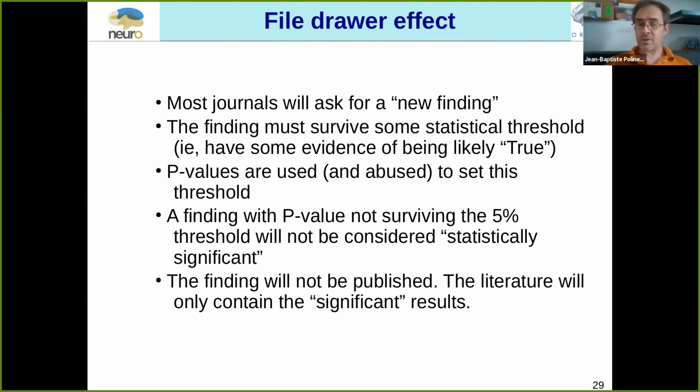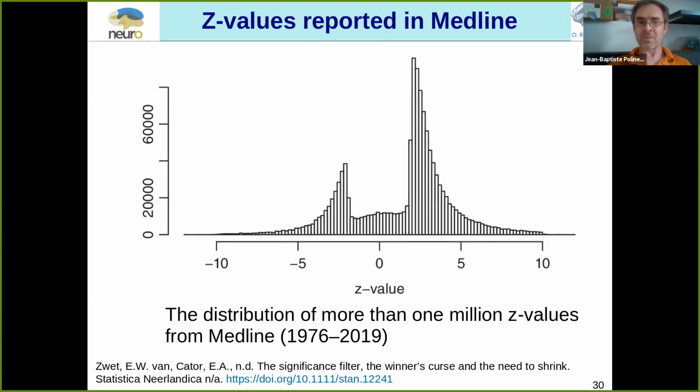So the problem is, I think, still quite heavily there, and to some extent it's also there in the machine learning literature, which is interesting, but I won't go over that. Just to show you the actual thing: if you look at the distribution of the Z values, 1 million Z values reported by Medline, this is the distribution that you find. There is a big gap in the middle between -2 and 2, because of the 0.05 statistical threshold, which a normal distribution would not have. There's also an obvious bias, with tests more often done in the positive direction. So the file drawer effect is an actual effect. It's not something that cannot be measured. It's there and you can see it quite vividly.